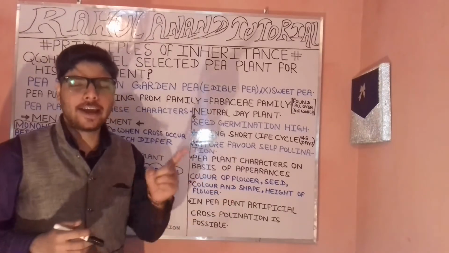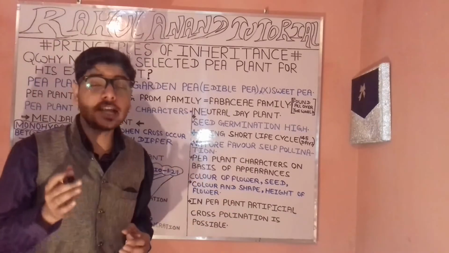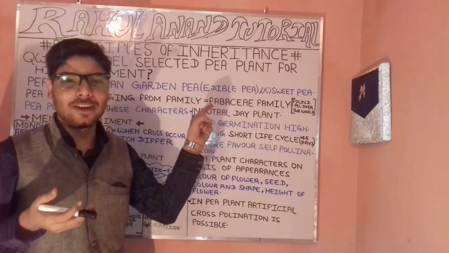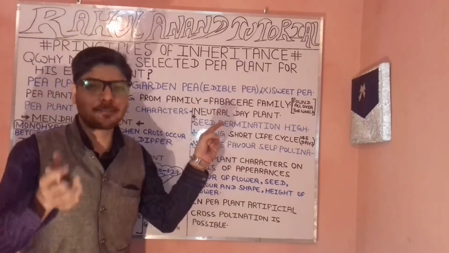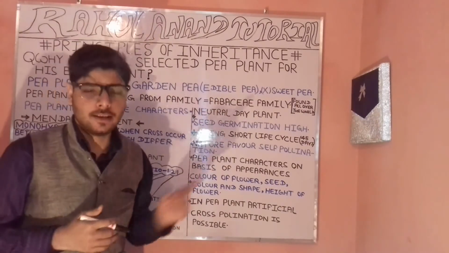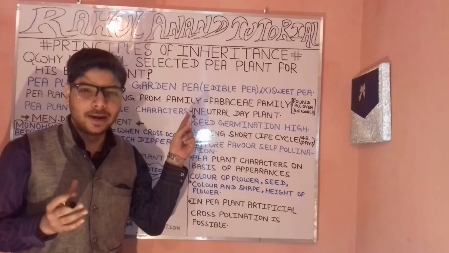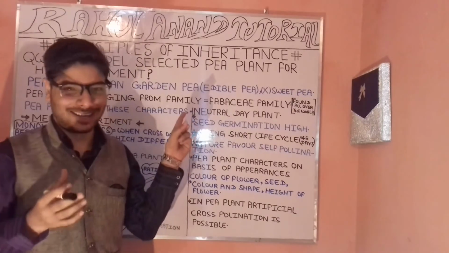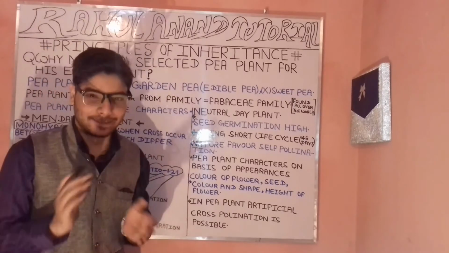Now let's start with a very interesting topic which is often asked in your NEET and AIIMS exams. These belong to which chapter of your book? These belong to the chapter Principles of Inheritance. Let's discover about Mendel's case: why did Mendel select the pea plant? What was its reason?